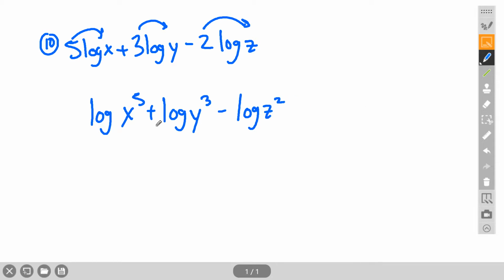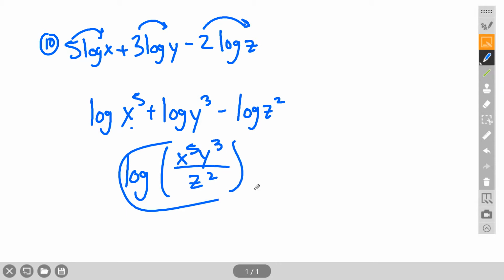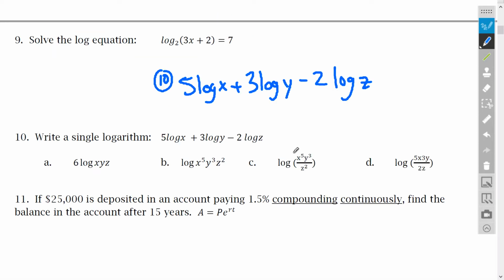Okay, now if we want to combine these into a single logarithm, then the terms that are added will be in the numerator, and any of them that are subtracted will be in the denominator. So that would be x to the 5th times y cubed in the numerator, and then z squared in the denominator. So letter C.